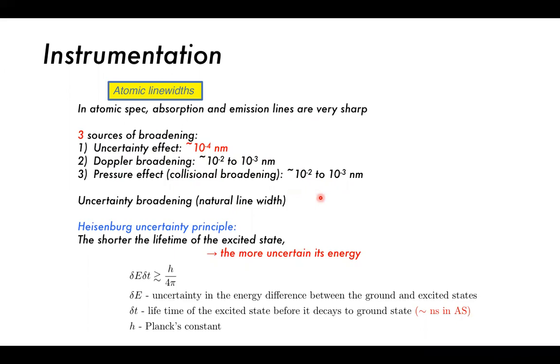So uncertainty broadening is the natural line width. This is from the Heisenberg uncertainty principle. The shorter the lifetime of the excited state, the more uncertain its energy is going to be. It can be described by this, where delta E times delta T is approximately greater than h over 4 pi. So delta E is the uncertainty in the energy difference between the ground and the excited states, and delta T is the lifetime of the excited state before it decays to the ground state, around nanoseconds in atomic spectroscopy. And h is, of course, Planck's constant, and pi is just the number pi.